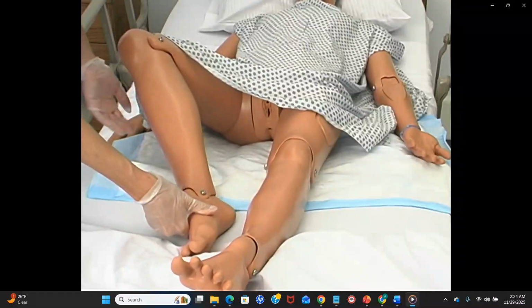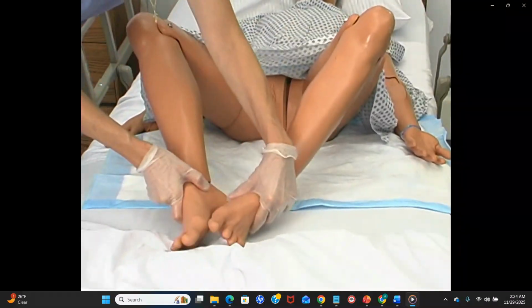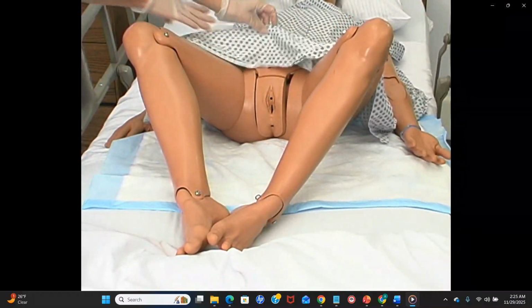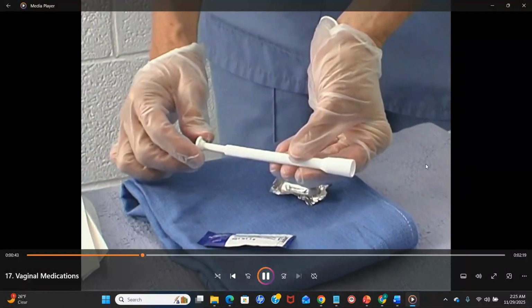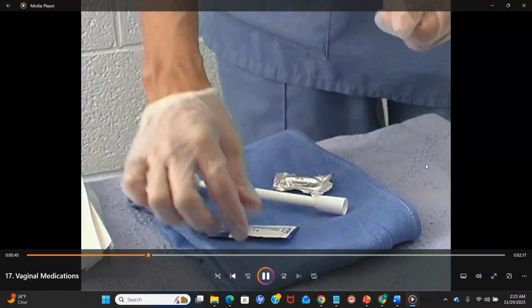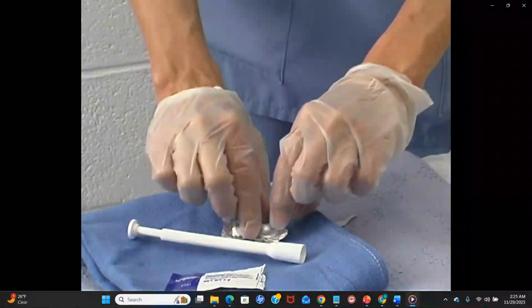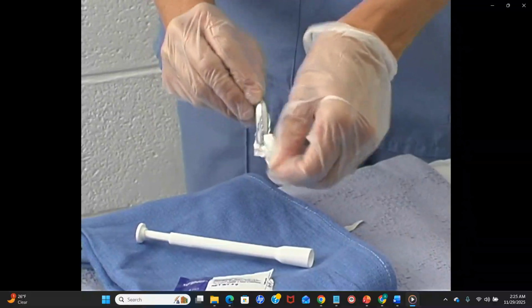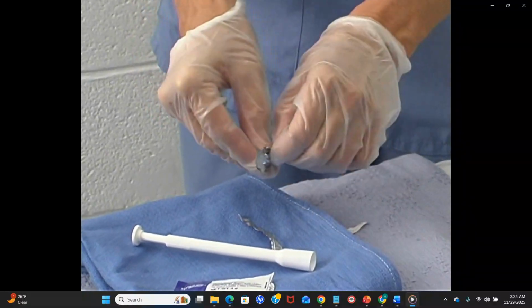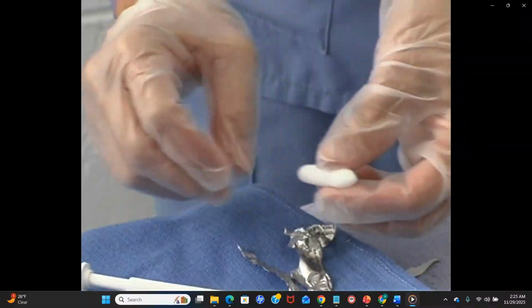Position the client with her knees bent and spread apart to prepare for medication administration. Always provide privacy for the client. Special applicators are needed for inserting suppositories, tablets, and creams into the vagina. Suppositories and tablets use a similar applicator. If the medication is foil wrapped, remove the foil before placing it into the applicator.